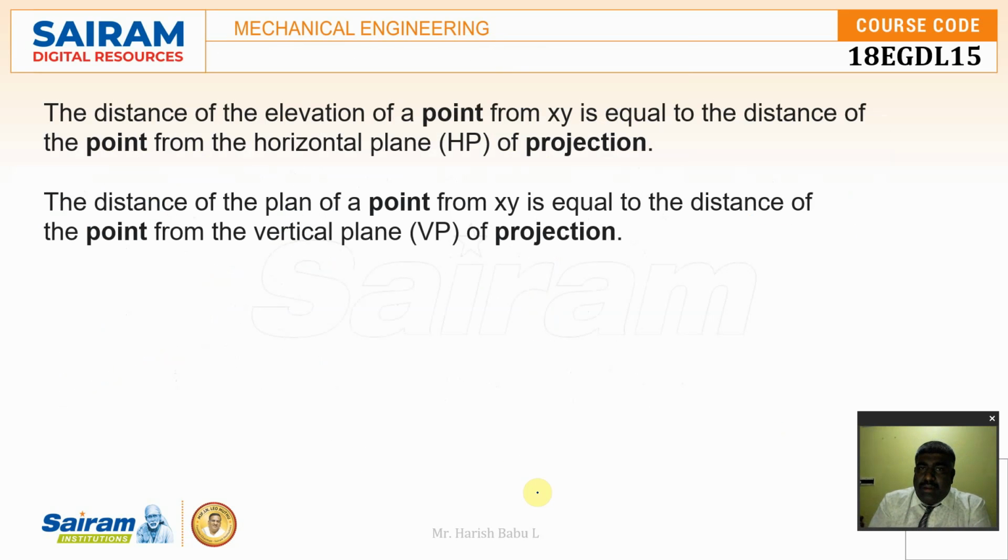So coming to the major thing you have to remember: the distance of the elevation of a point from the XY line is equal to the distance of the point from the horizontal plane. So how much it is above, that is the elevation, and that is always with respect to the horizontal plane of projection. When you observe from the top, I can see the plan. So the distance of the plan is equal to the distance of the point from the vertical plane. So these are the points to be remembered.